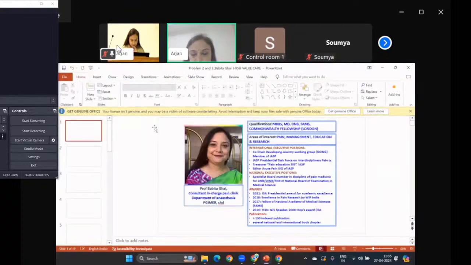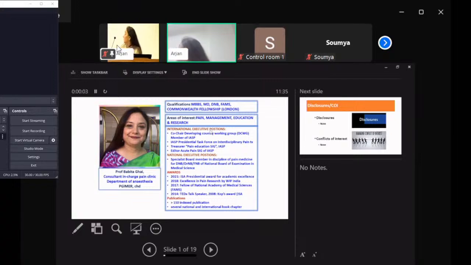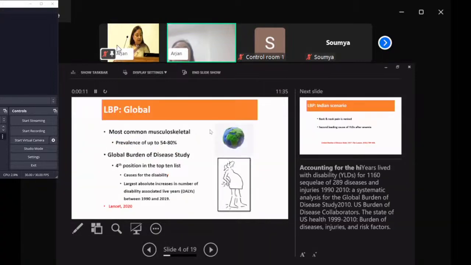As I said, I'm an anesthesiologist turned pain physician. So the next problem to pitch is barriers in providing high value care for chronic low back pain. As Dr. Badada said, maybe 40% of our population has diabetes. Similarly, nearly 60 to 80% of all of you might have experienced low back pain with or without radicular pain, leg pain, in your lifespan. And that becomes chronic, and it is a very prevalent musculoskeletal or neuropathic condition.